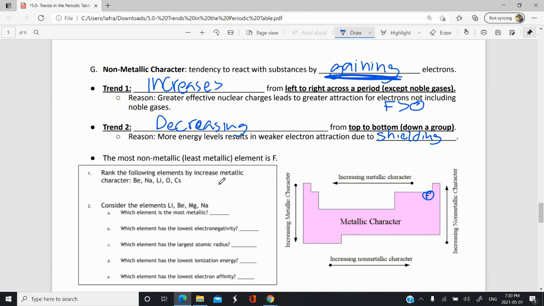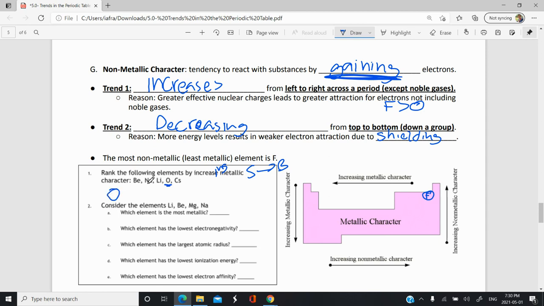Rank the following elements by increasing metallic character. It should say increasing there. So that means from smallest to biggest. Let's take a look. Just by looking at this, it's pretty straightforward. Oxygen is not even a metal. So I'm going to put oxygen as the smallest.